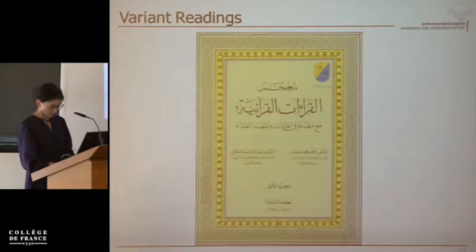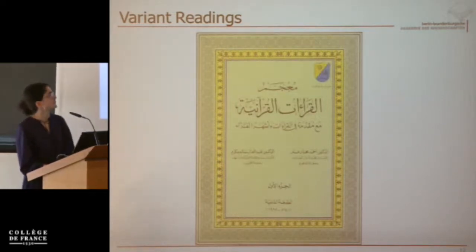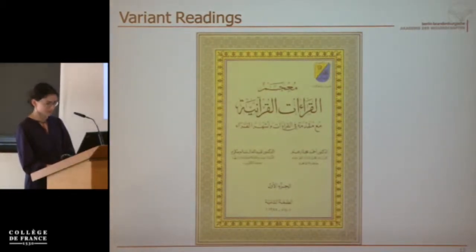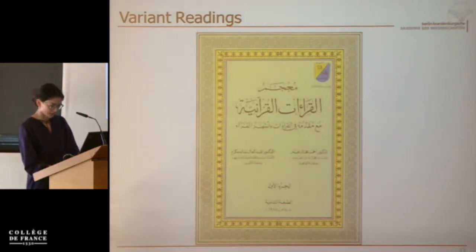Now let me move to the main part of the presentation. I will be showing some examples of the variant readings and orthography attested in the manuscripts. As a reference work for the variant readings, I used the Mu'jam al-Qira'at al-Qur'aniyya from 1888, which has 8 volumes. You can see the cover here.